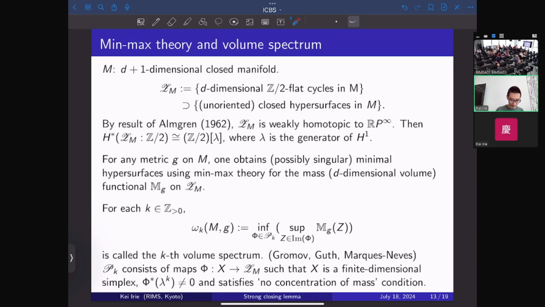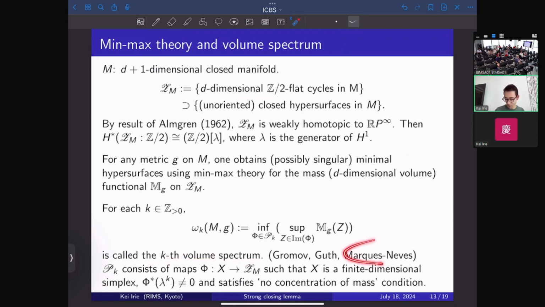So for each k, we consider the set P_k, which consists of maps phi from X to Z_d, where X is a finite dimensional simplex, and the pullback of lambda^k is non-zero, and which satisfies a technical condition called non-concentration of mass. And we consider the minimax value of this mass functional now over this set of maps P_k, and denote the minimax value by omega_k of (M, g). This is called the kth volume spectrum.